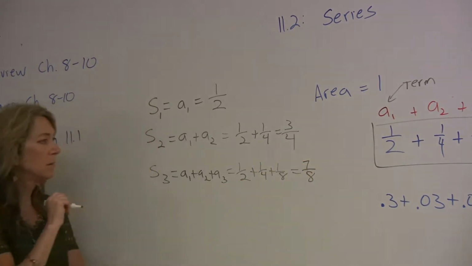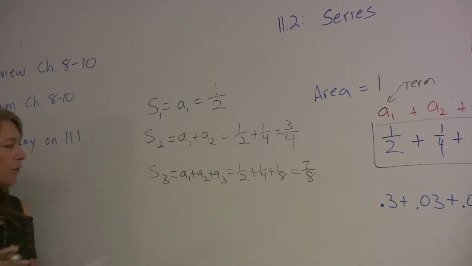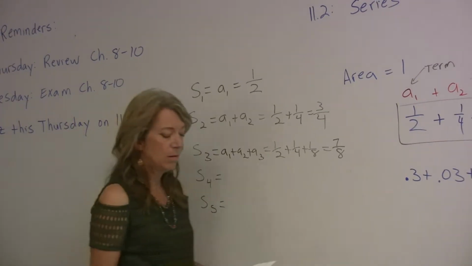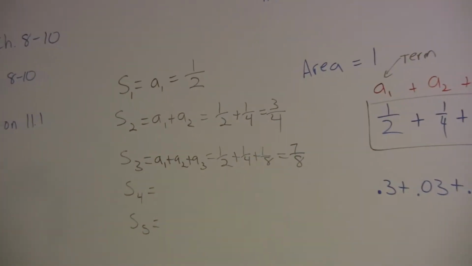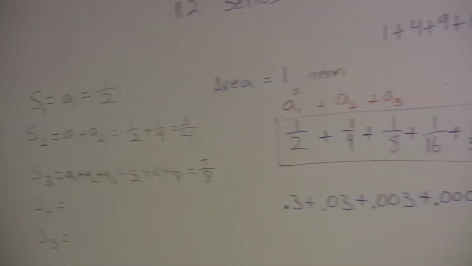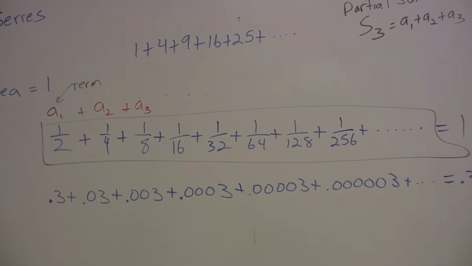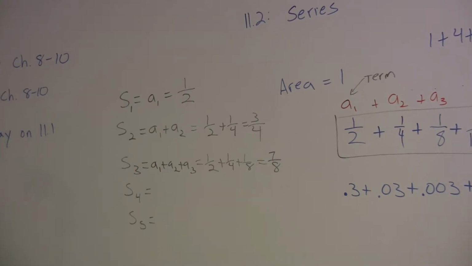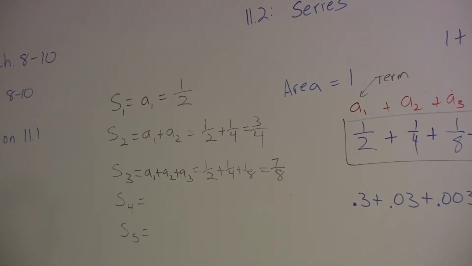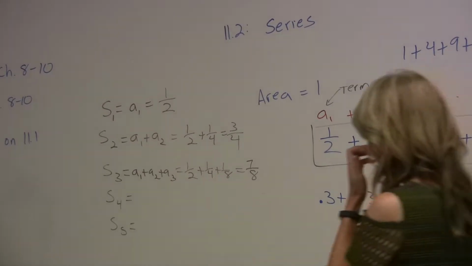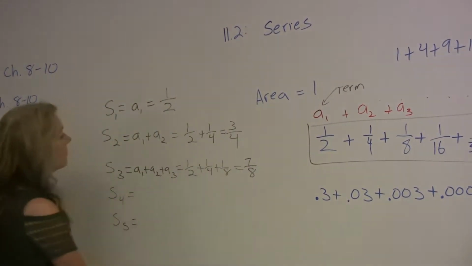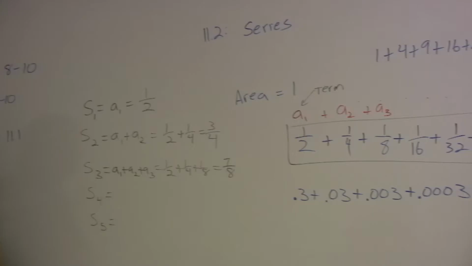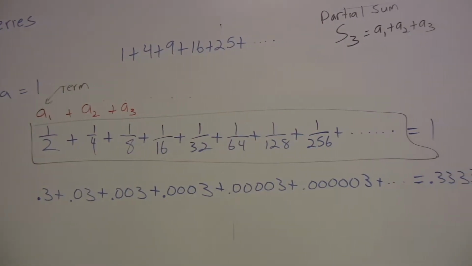This pen is dying. Find the 4th one, and go ahead and find the 5th one too. Find the 4th one and the 5th one for this particular example right here. What's my red? There we go. Everyone clear what you're doing? Adding up 4 terms, adding up 5 terms.